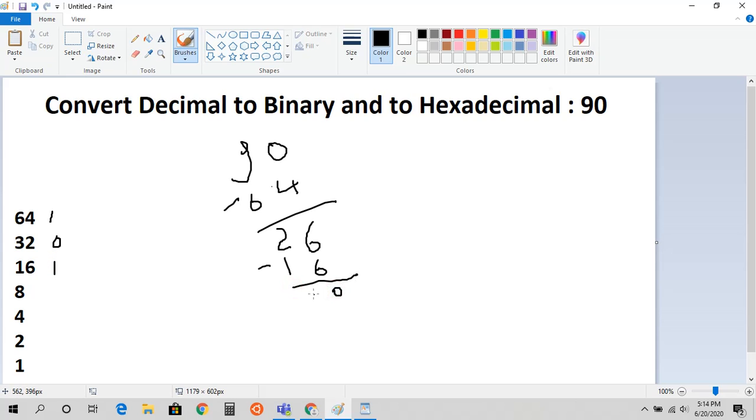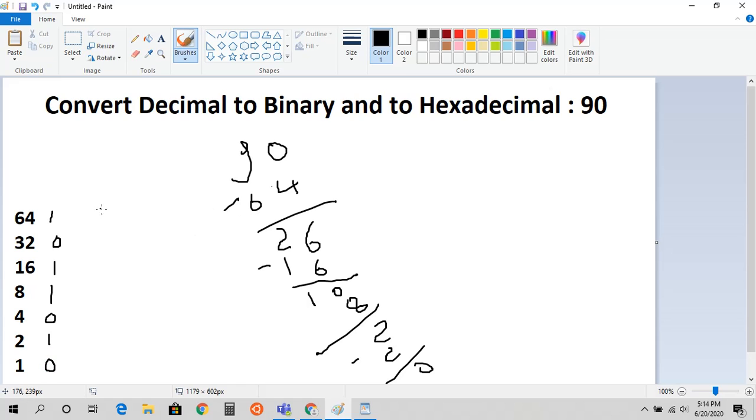So that leaves 10. Is 10 bigger than 8? Yes, I'm going to put 1 here, and 10 minus 8 is 2. Now, is 2 bigger than 4? No, so 0. Can I deduct 2 from 2? Yes, so 2 minus 2 is 0. So 1, and since we don't have anything left, it's 0.